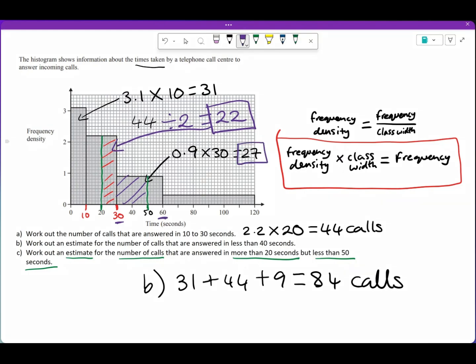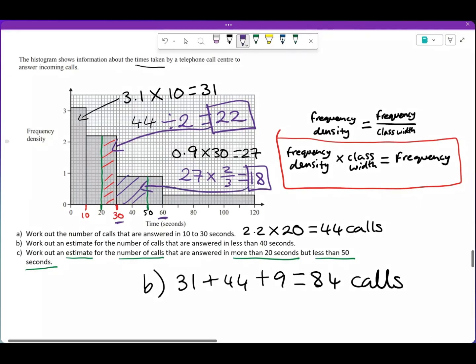It's the 27. Well, I want 2/3 of that. So I'm going to have to do 27 multiplied by 2/3, which is going to give me 18. Okay, so that is going to be the frequency of the purple shaded region. So I'm just going to annotate that on my diagram as well.